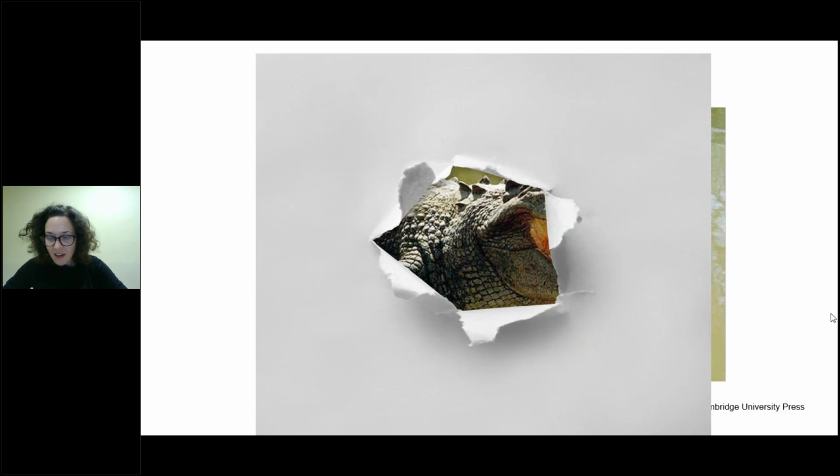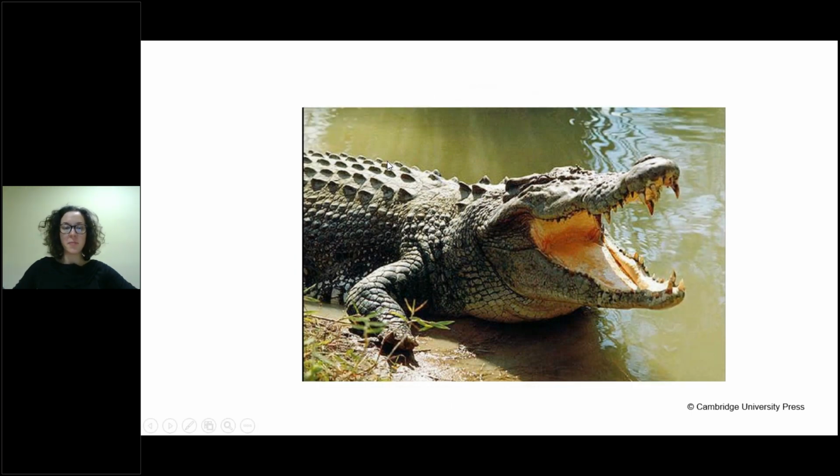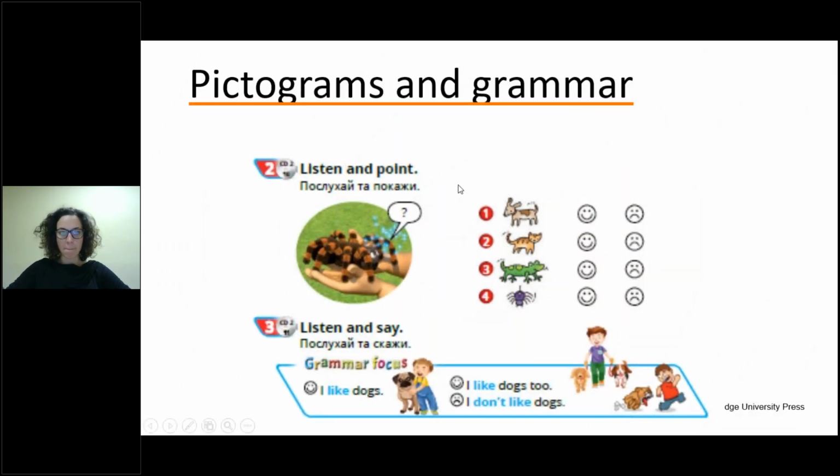I think I will get the answers later, and I'm sure someone said crocodile. Well, yes, this is crocodile. And you can use this little piece of paper for different photos for students, just to get their attention, to motivate them. Yeah, it doesn't give us much as for learning purposes, but for motivating and engaging purposes, it's a great instrument. Okay, I will move on.